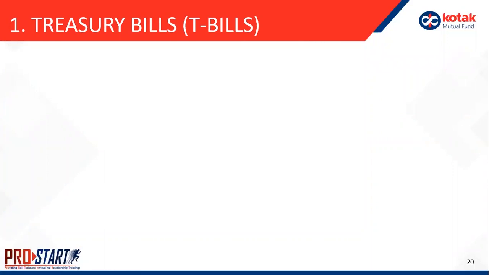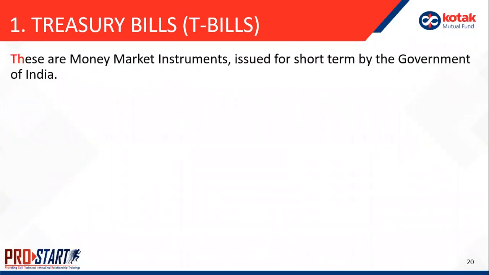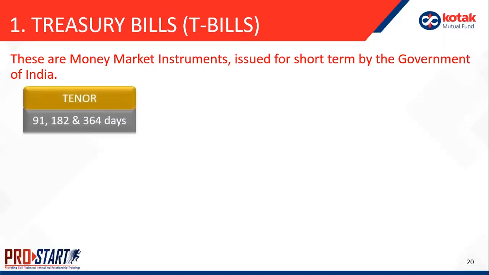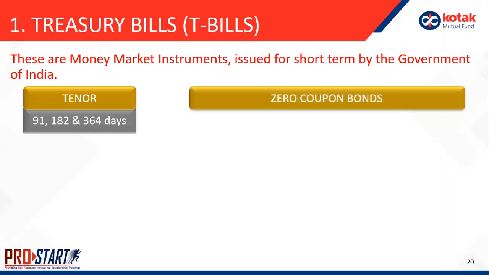So the first one of the entire discussion is going to be T-bills or treasury bills. These are money market instruments issued for short term by the government of India. These are issued for a tenor of 91 or 182 or 364 days. The treasury bills are zero coupon securities. That is, they pay no interest at all.